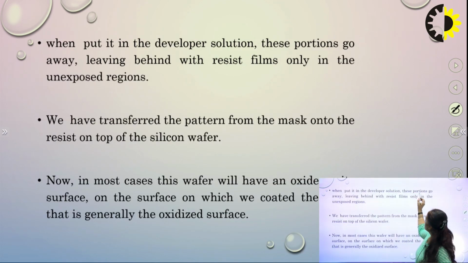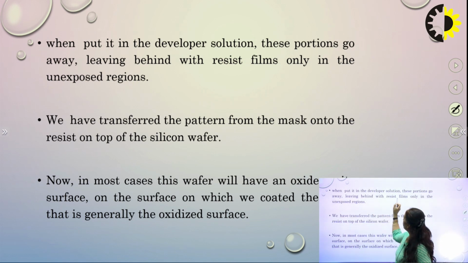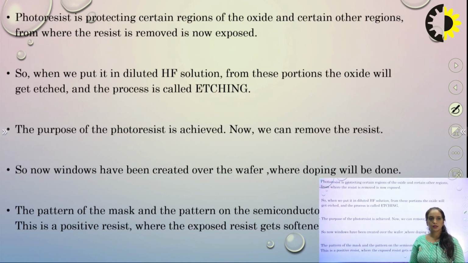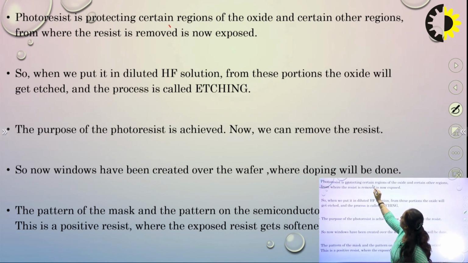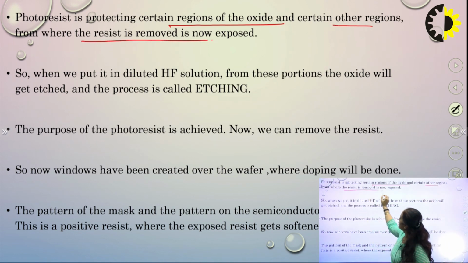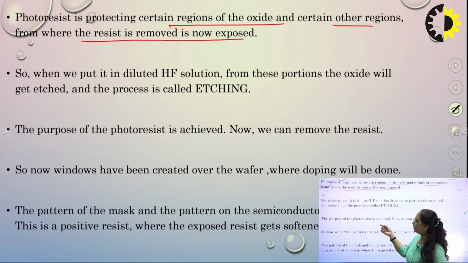So when we put it in a developer solution, these portions go away, leaving behind the resist film only in the unexposed regions. We have transferred the pattern from the mask onto the resist on the top of the silicon wafer. Now in most cases, this wafer will have the oxide layer on the top of the surface, right? The surface which we coated with resist is generally an oxidized surface. So photoresist is protecting certain regions of oxide, and certain other regions from where the resist is removed are now exposed to the external environment.